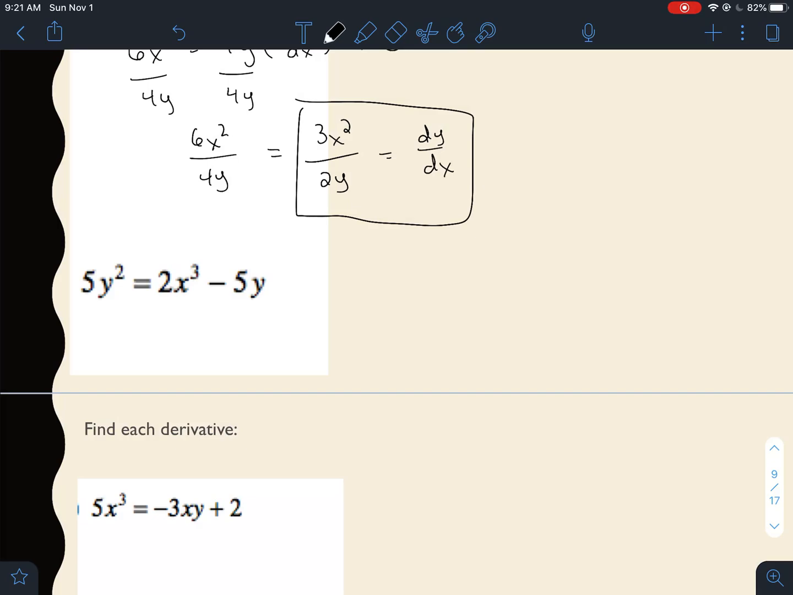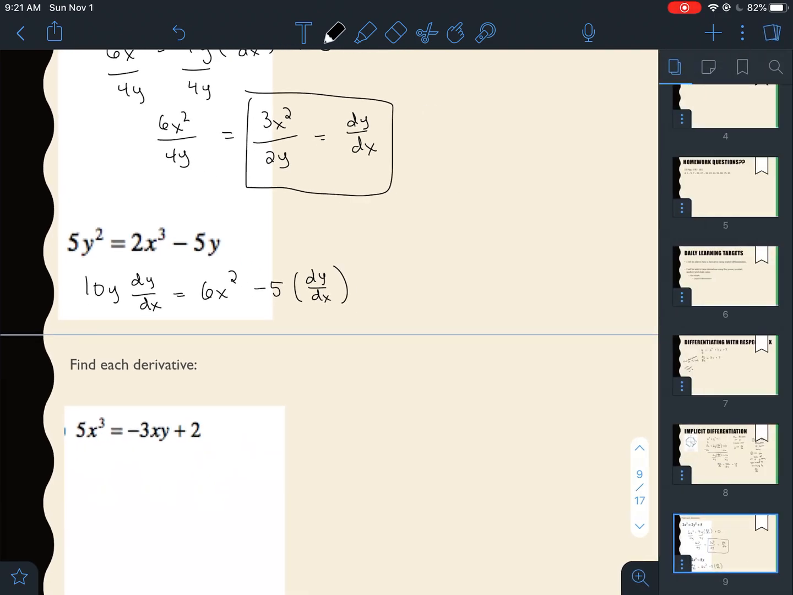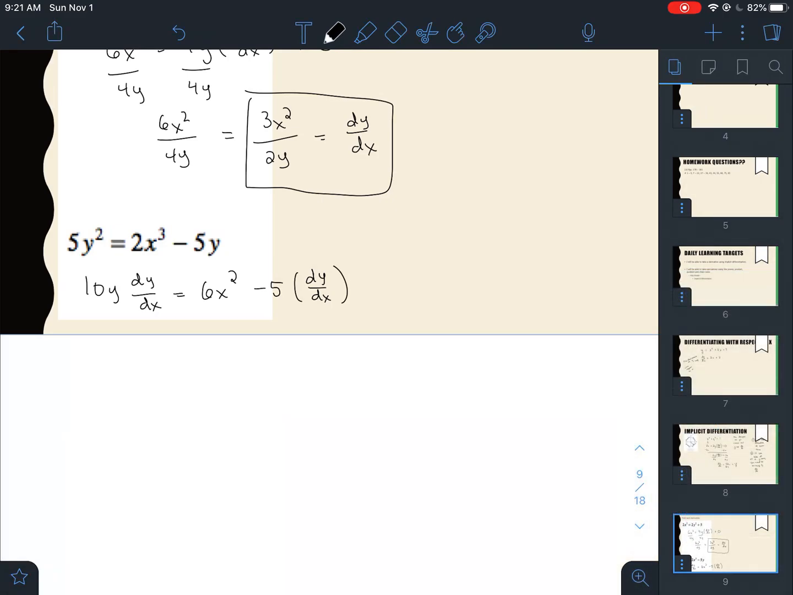On the next one, 5y squared equals 2x to the third minus 5y. Well, the derivative of 5y squared is 10y dy over dx, and then the derivative of 2x to the third is 6x squared, and then the derivative of negative 5y is negative 5, and then times the derivative of y, which is dy dx. Now I have to solve for dy dx.